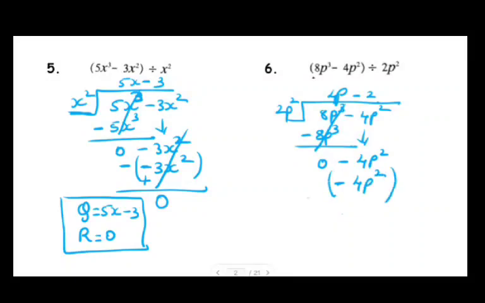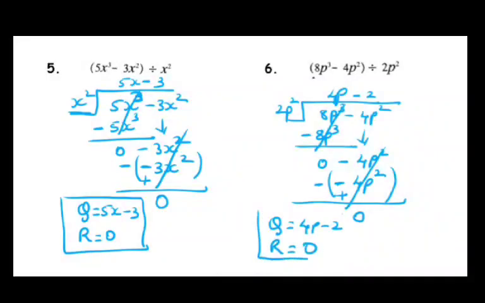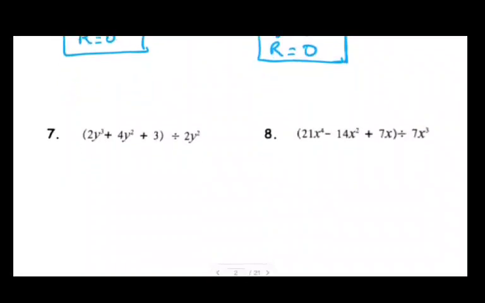And then this has another subtraction sign for the division. This becomes plus 4p. Above we have minus 4p square. Cancel, eliminate, and the remainder is 0. So quotient is equal to 4p minus 2. Remainder is 0. Let's move on to the next one.